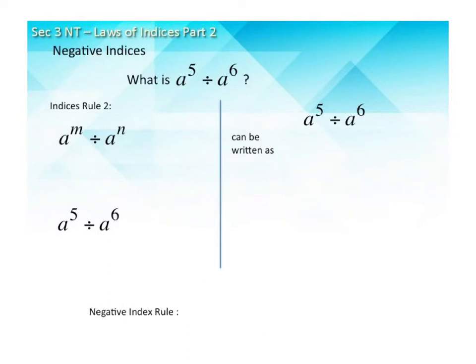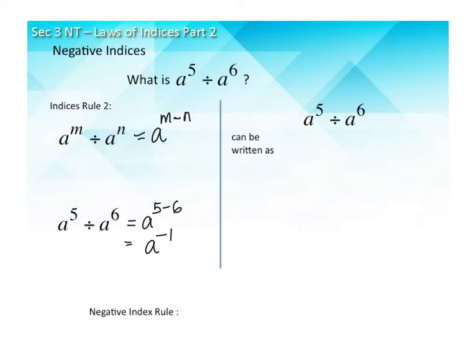Negative indices. Now what is a to the power of 5 divided by a to the power of 6? Now indices rule 2 says this is a to the power of m. When there's division, what do we do to the power? We subtract the power. And if that's the case, a to the power of 5 divided by a to the power of 6 will give me a to the power of 5 minus 6, which becomes a to the power of negative 1. Now what exactly is a to the power of negative 1?